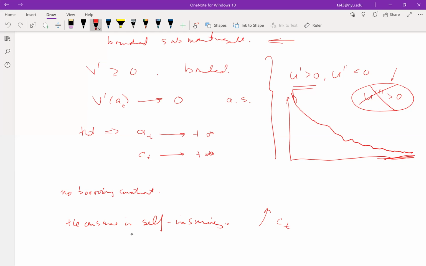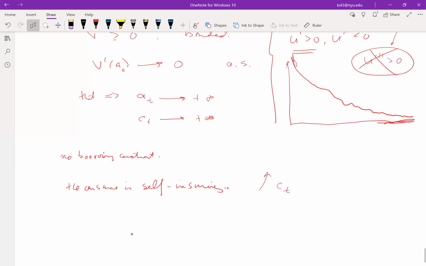There's some analogies to what was constructed, what was done in the non-stochastic case. In the non-stochastic case, we also saw that there was a force pushing the endowment, the assets up, and consumption up. Here, it's a little bit more subtle.